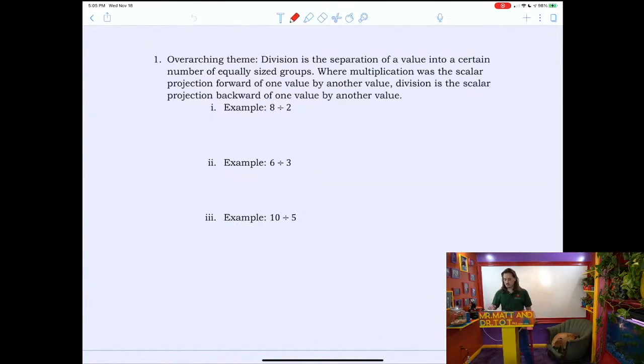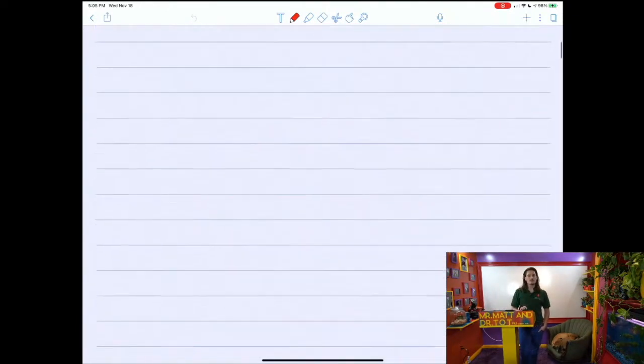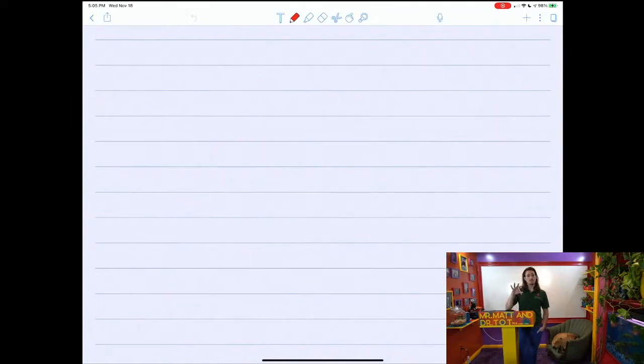We can think about division also visually. What we said before, division is the separation of a number of items into equally sized groups. So for example, let's say that we have 6 items here. So we have 6 tennis balls, 6 apples, whatever you want to think about it as.